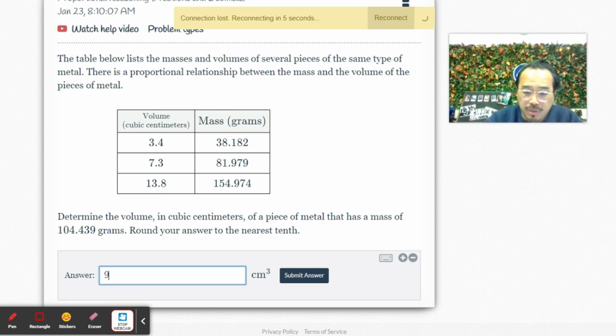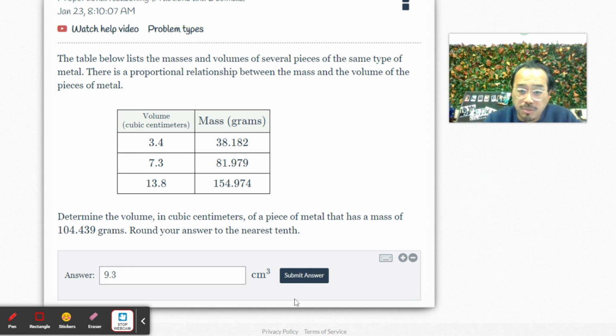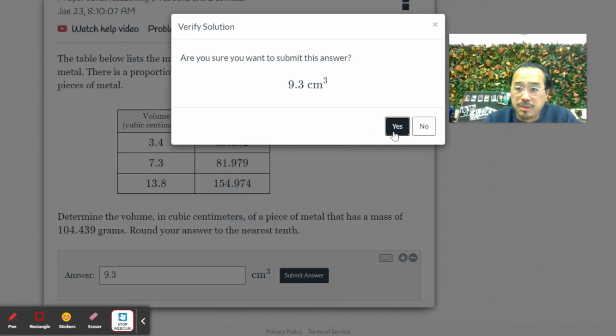If you can see up here, that's another issue we're dealing with at school right now, the internet dropping. I hope your parents know that.